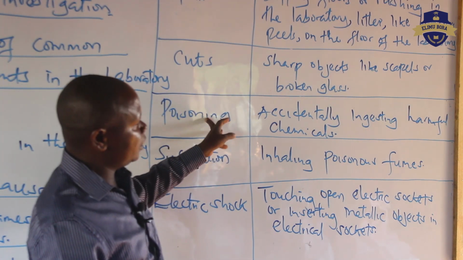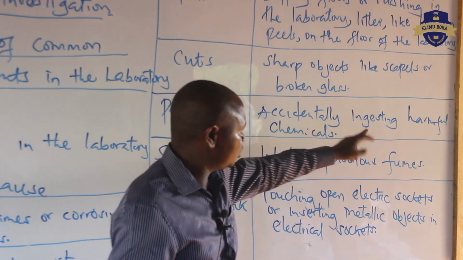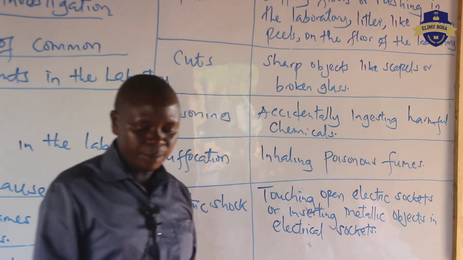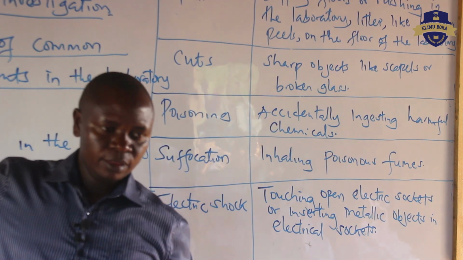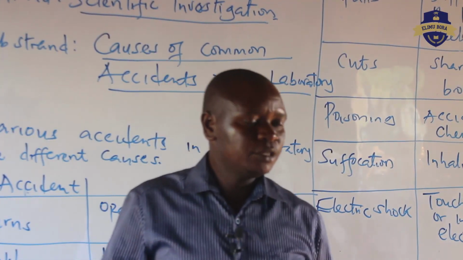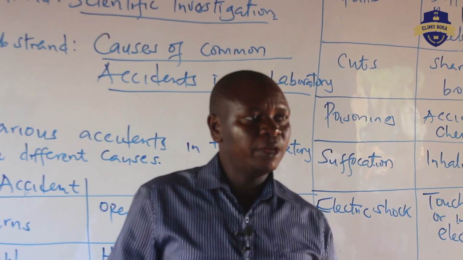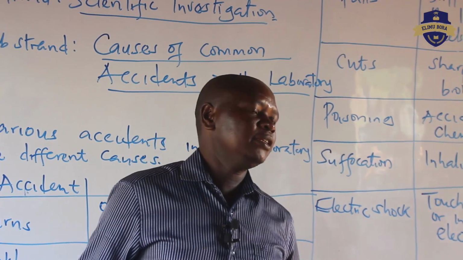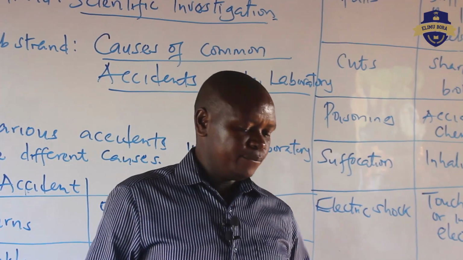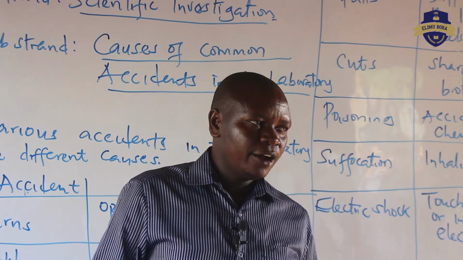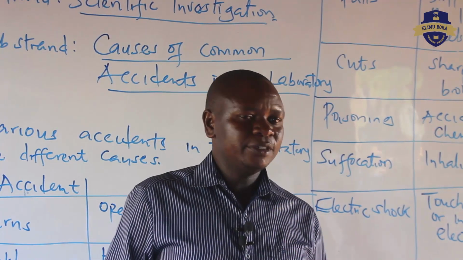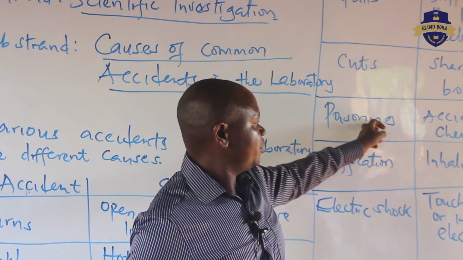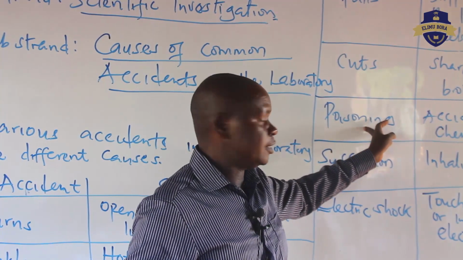Poisoning. Poisoning is caused by what? Accidentally ingesting harmful chemicals. For example, you are using a pipette. You are supposed to pipette 25 cubic centimeters of a certain solution. By bad luck, you pull the liquid up to the mouth. What happens? You are likely to poison yourself.